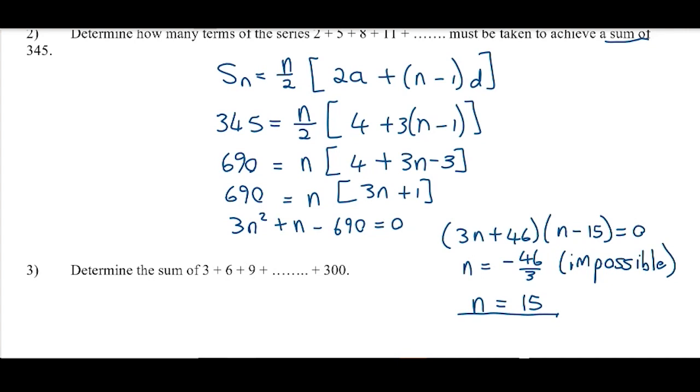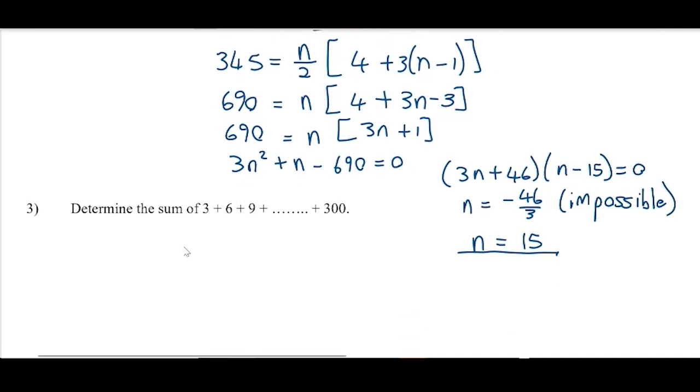Okay, this next one, we're not sure how many terms there are here. But in fact, what we might see if we're observant is that these are just the multiples of 3. And in fact, this is the 100th multiple of 3. So we actually know that we've got 100 terms here. If we didn't know that, we could use our term formula and solve for n to get 100. This particular example, I could use either of the two formulas I get given.